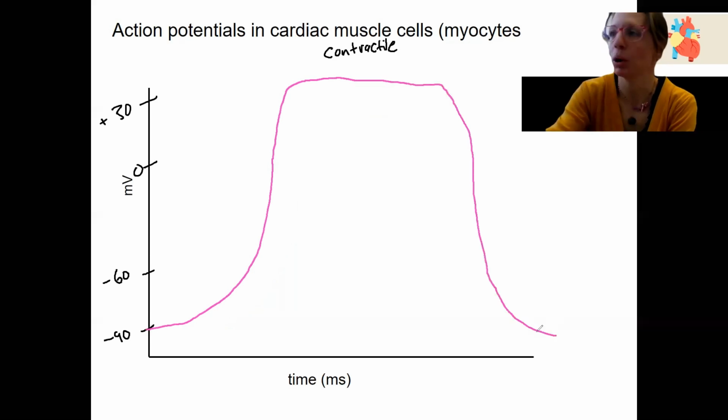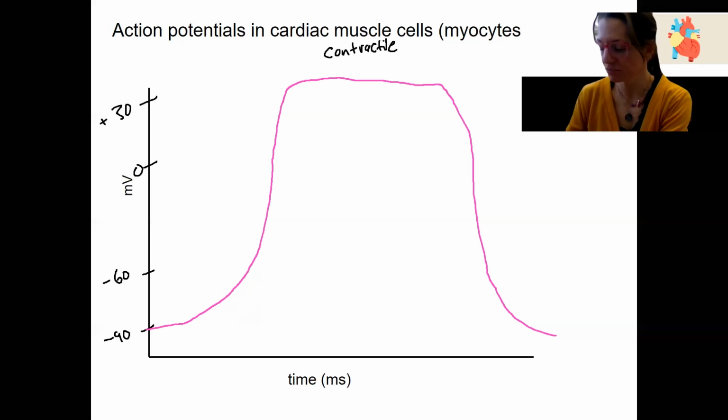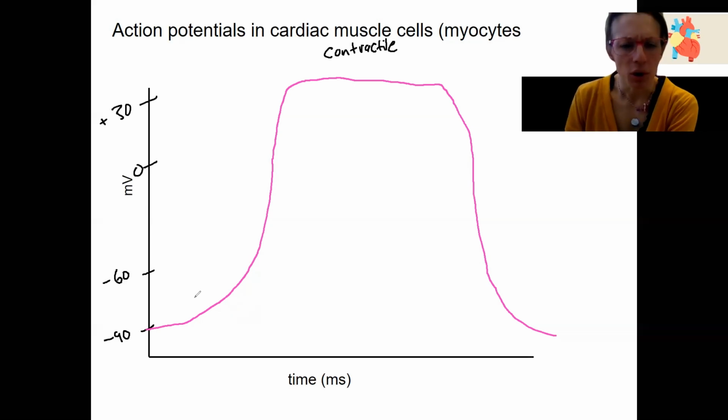So let's talk about what causes these different steps here. Something's going to be similar to what you know already, right? You know about positive ions rushing in to cause depolarization. So what causes the myocyte to reach threshold? So this reaching threshold, in our neuron, that's typically a ligand-gated channel opening, more than one, or a mechanically gated channel opening. Here, it's gap junctions.